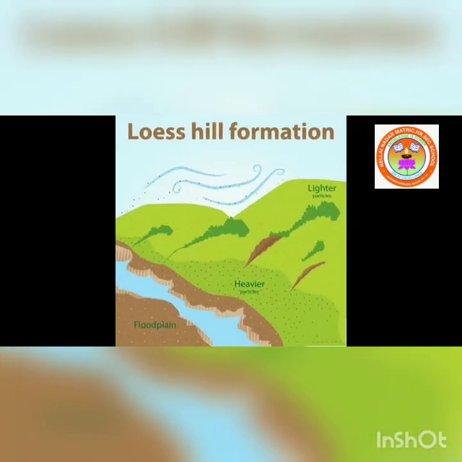Next, loess hill formation. The term loess refers to the deposits of fine silt and porous sand over a vast region. Extensive loess deposits are found in northern and western China, the pampas of Argentina, Ukraine, and the Mississippi Valley of the United States. Do you know, children, the thickest known deposit of loess is 335 meters, found in the Loess Plateau in China.